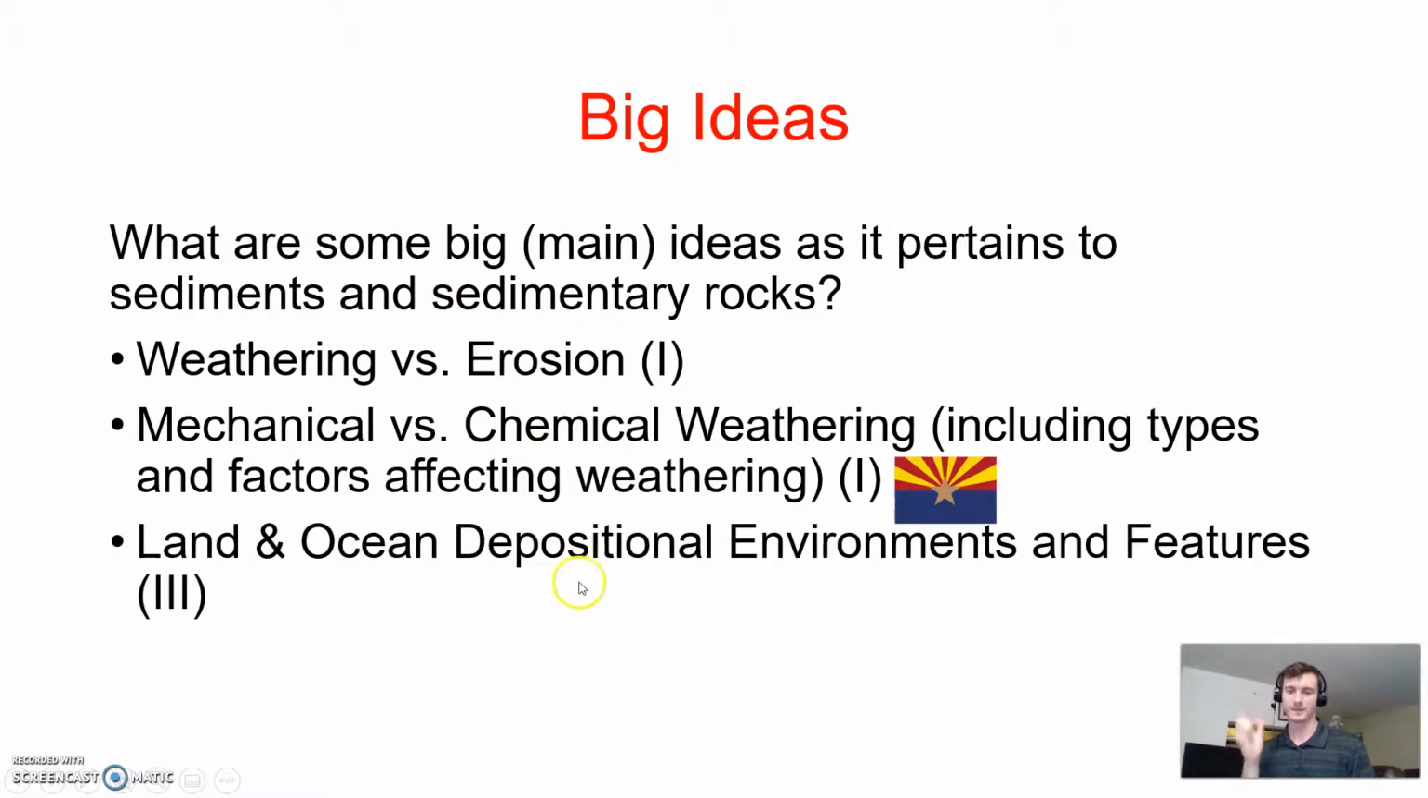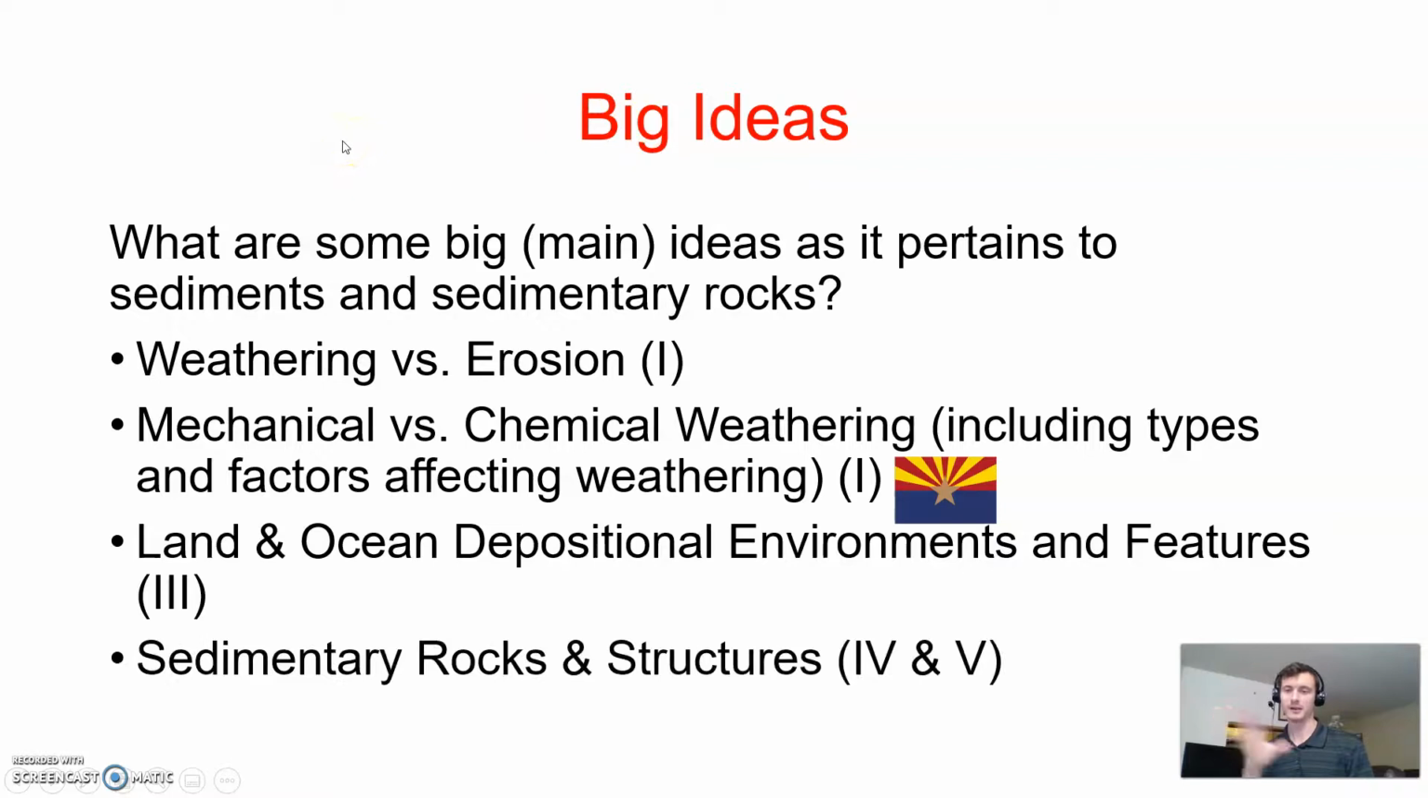You should know something about the depositional environments, which we talked about in section 3. What sort of sediments might be deposited where and why on land and in the sea, where is most sediment deposited. And finally, what sort of sedimentary rocks are there, different types, maybe examples of each, as well as structures and what these structures might mean.